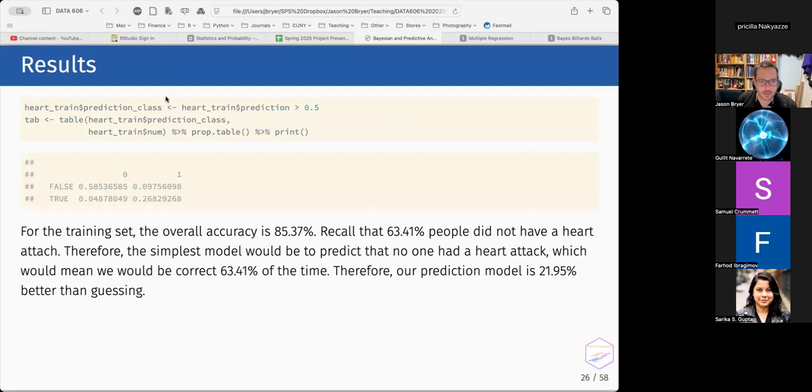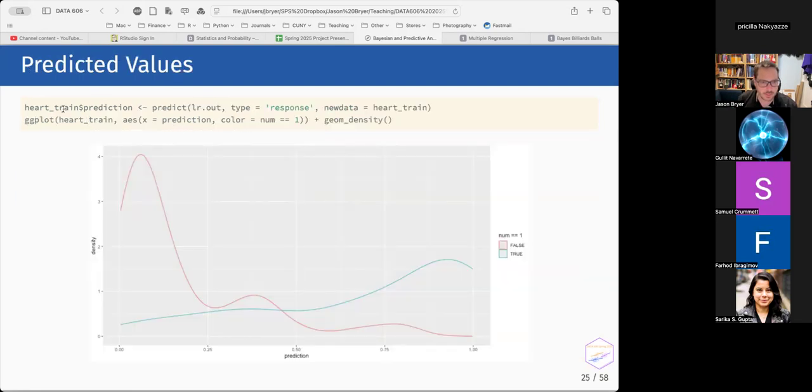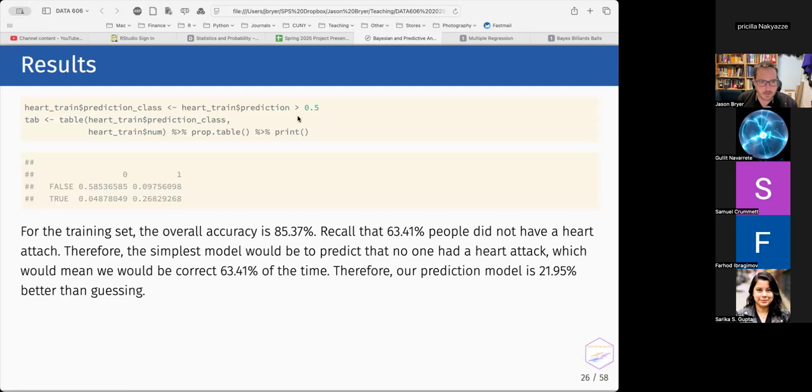So now, the fitted values from that are going to be between 0 and 1. I'm saving a new variable in my data frame called prediction. But the doctors don't want the log odds. They just want to know, do you think this person is going to have a heart attack or not? So in this case, I'm just going to split at 0.5.